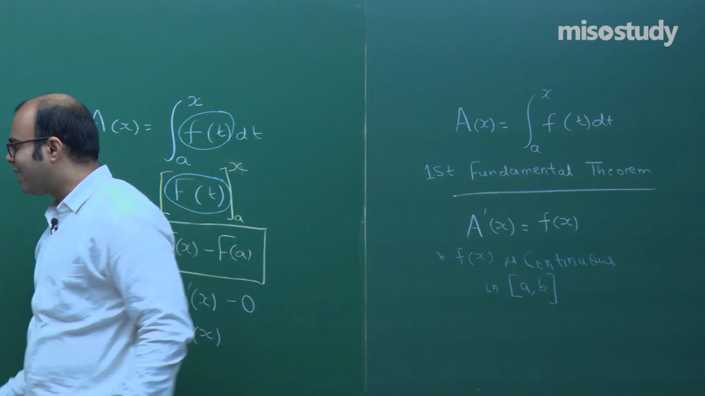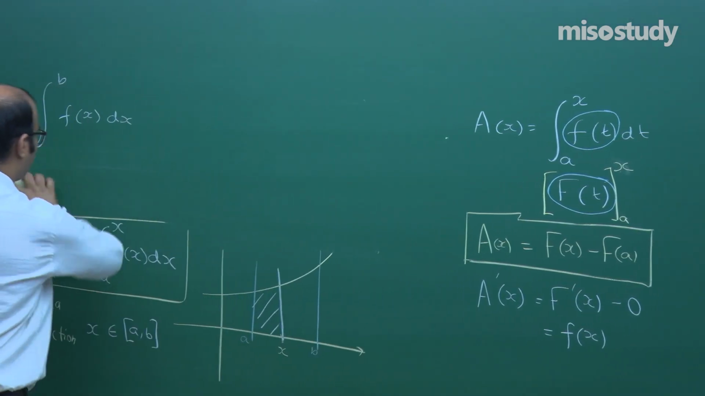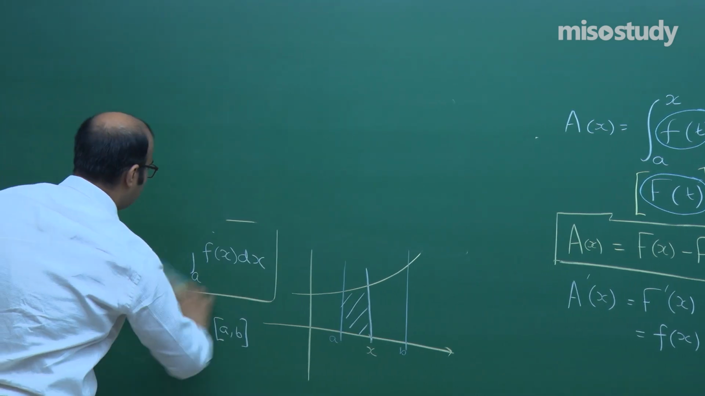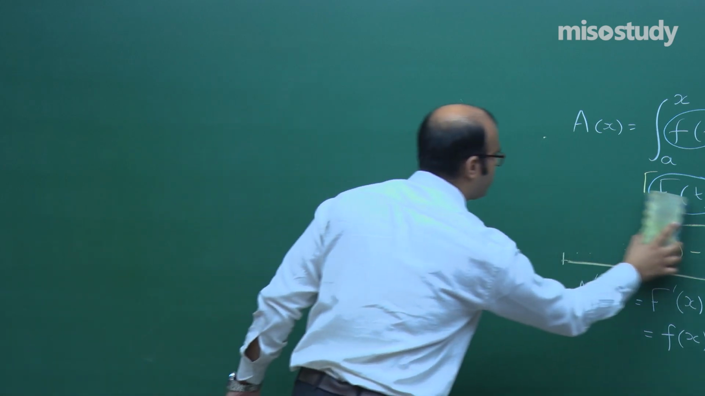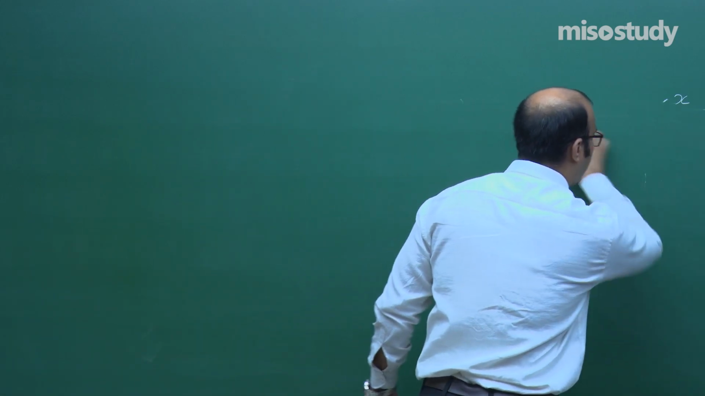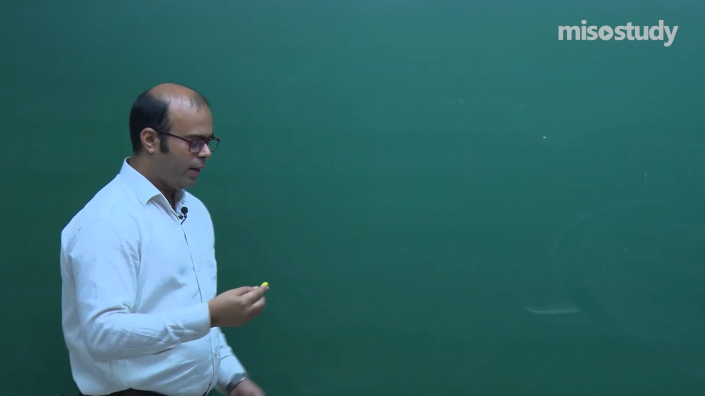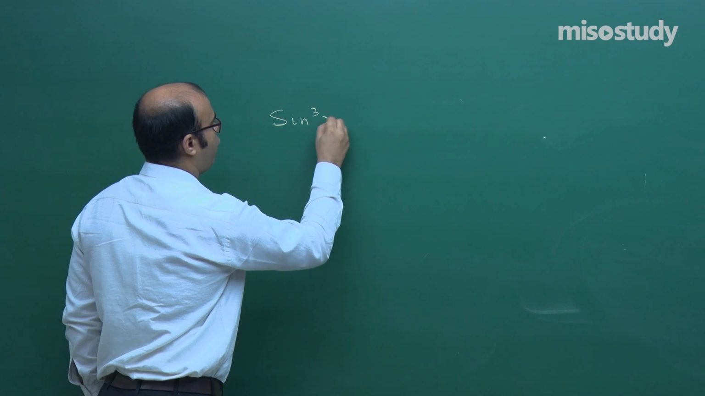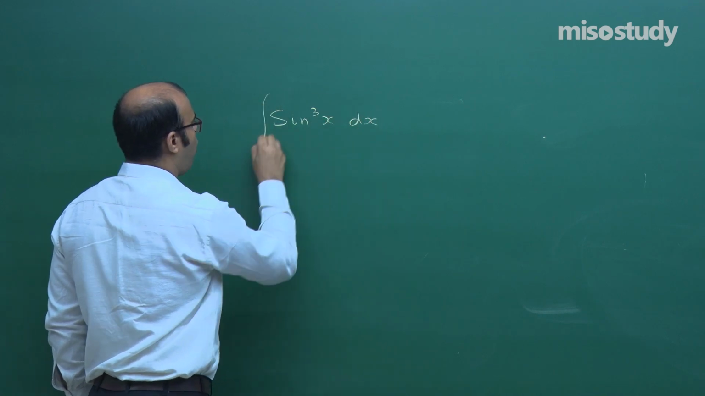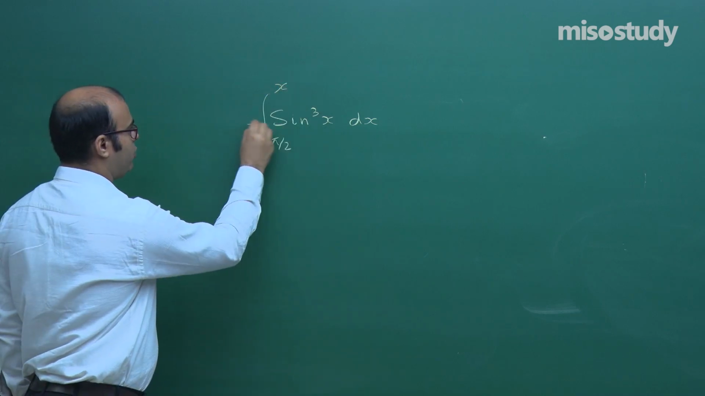Now let us see an example, a very simple example, which explains the application of the first fundamental theorem of calculus. So let us suppose that the integrand here is sine cube x, and we have to integrate it from pi by 2 to x. So this is an area function in terms of x.